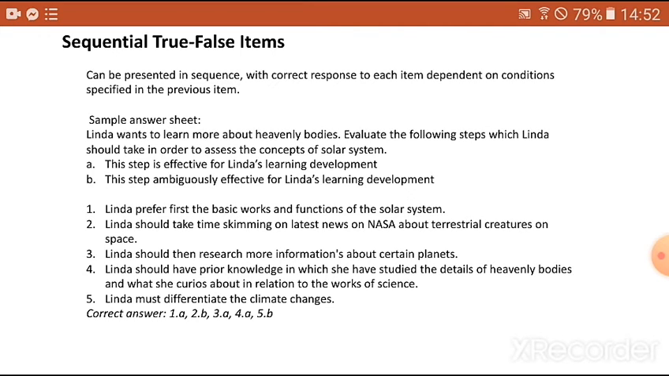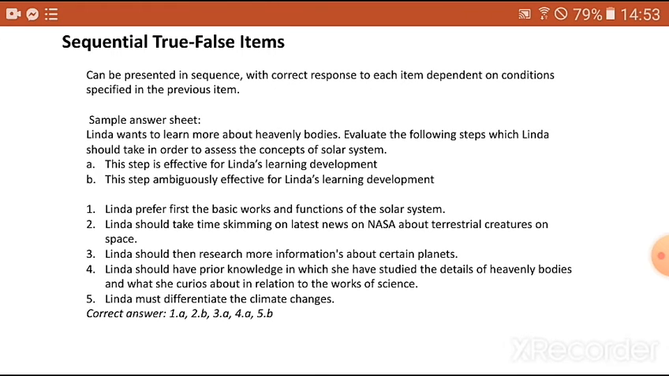So sentence 4 says here that Linda should have prior knowledge in which she has studied the details of heavenly bodies and what she's curious about in relation to the works of science. So do you think this is a good idea for Linda's learning process as her step 3? So absolutely it is, because Linda already has knowledge about the basic works and functions of the solar system, and then Linda also researched more information about certain planets. Now this time Linda is able to study the details of the heavenly bodies or what she is curious about in relation to the works of science. So number 4 is letter A.